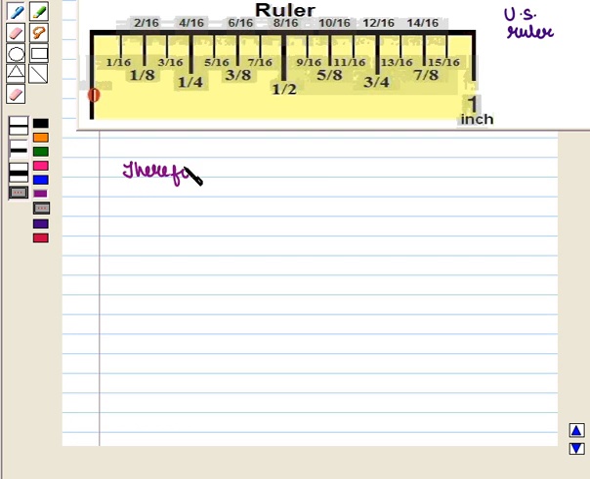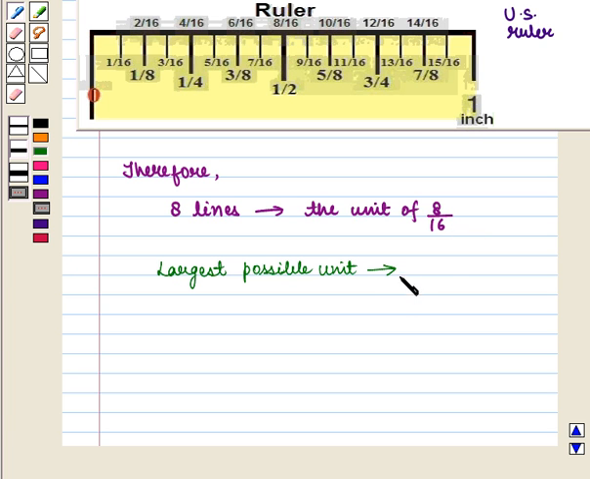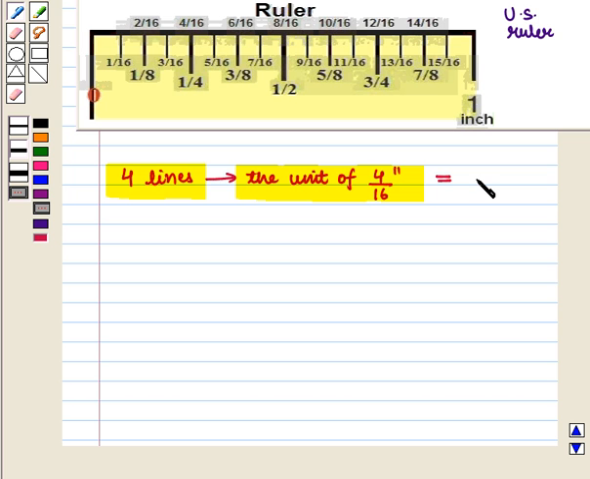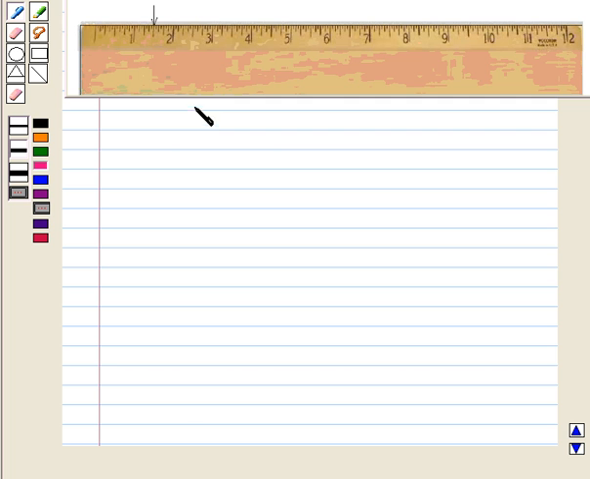Therefore, when you have 8 lines, which basically represent the unit of 8/16, the largest possible unit of this measurement will be half an inch, that is 1/2 inches. Similarly, with 4 lines, this represents the unit of 4/16 inches, that is equal to 1/4 inch or 1/4 inches.